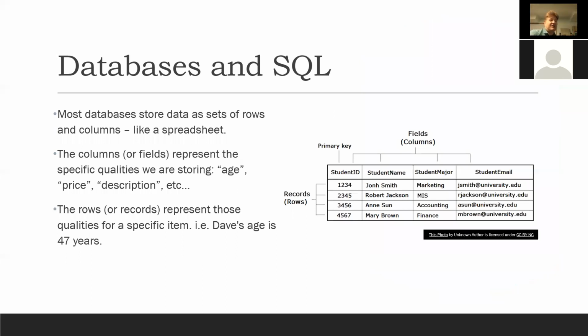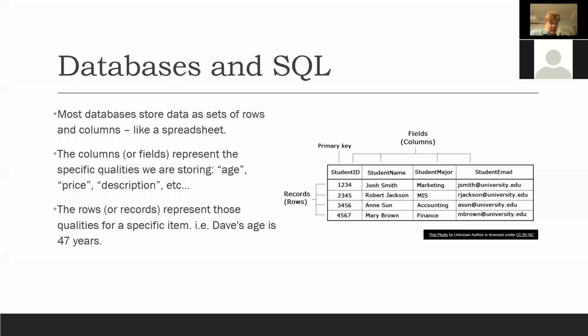So databases store data in what are known as sets of rows and columns, which you can think of like a spreadsheet. The columns, or fields as they're sometimes called, represent the specific qualities we are storing. So if we have something that we're talking about, like a person, we could talk about their age. If we have an object, like something you're selling in a store, you could talk about its price and description. These are the qualities of something, and these represent the columns.